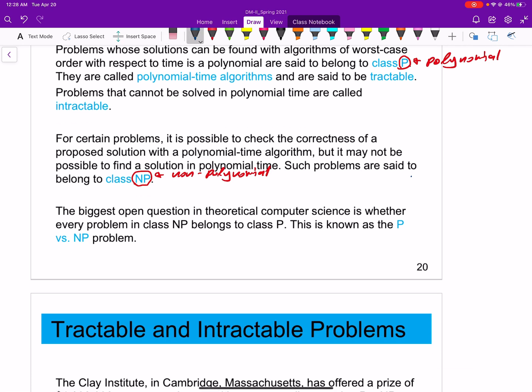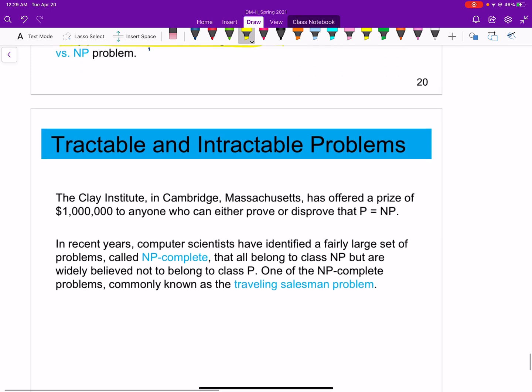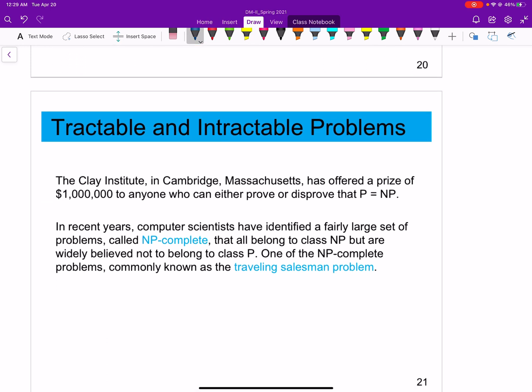Okay, let's go forward. The biggest open question in theoretical computer science is whether every problem in class NP belongs to class P. Nobody knows still. It's an open problem. This is known as the P versus NP problem. The Clay Institute in Cambridge, Massachusetts has offered a prize of 1 million dollars to anyone who can either prove or disprove P equals NP. So this is something not yet done. If you are smart enough, you will be able to get this prize, which is $1 million.